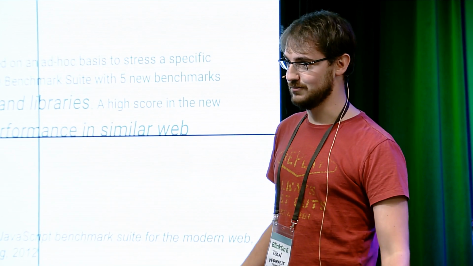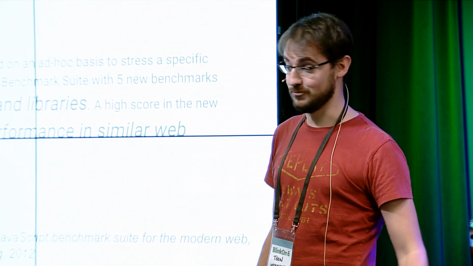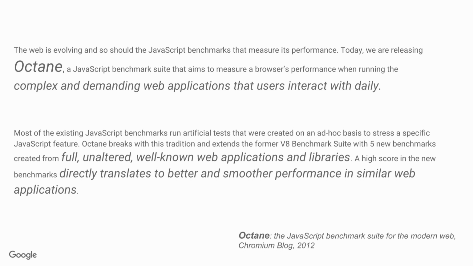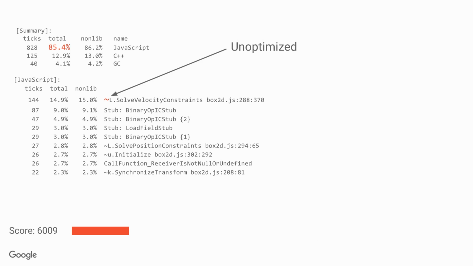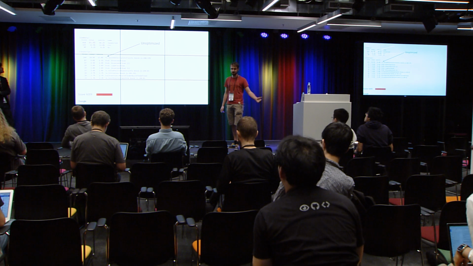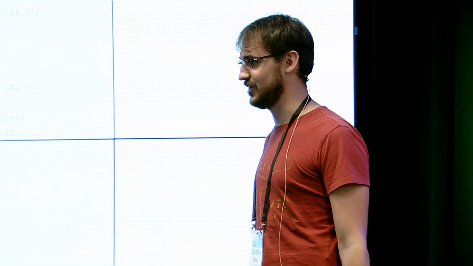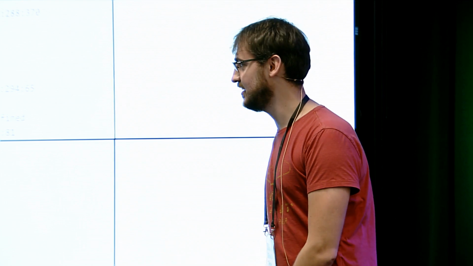And what we claimed when we came up with this benchmark is that complex, demanding web applications that users interact with daily will be improved automatically by also improving these benchmarks. If you profile one of these benchmarks initially, you will see that you're spending like 85% of the time in JavaScript. You're almost spending no time in C++, and this guides the way that we start optimizing for these benchmarks. We start looking at what JavaScript functions we are executing, what patterns we can see in there, and we start optimizing for those.